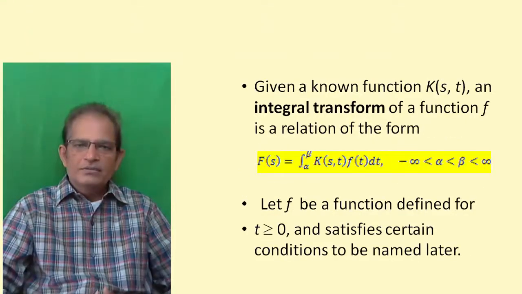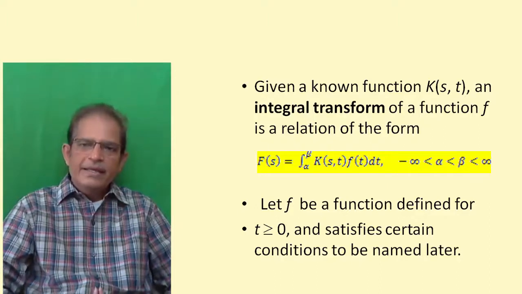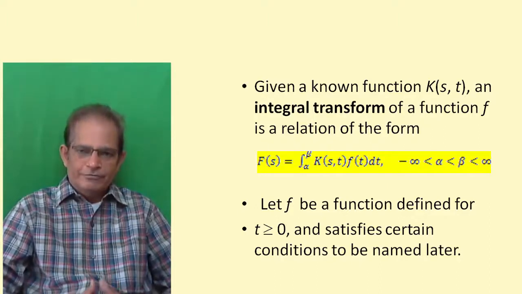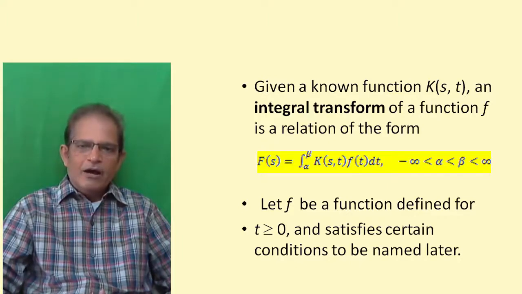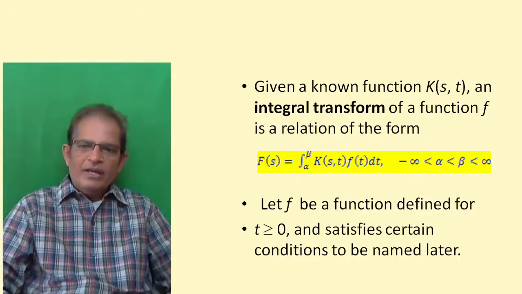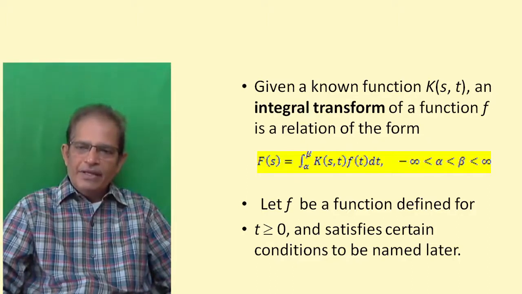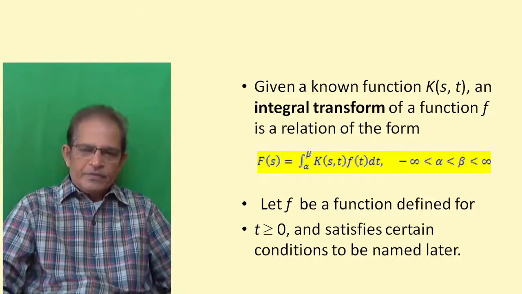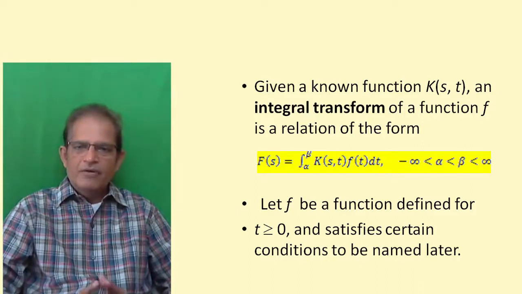Given a known function k of s comma t, an integral transform of a function f is a relation of the form capital F of s is equal to integral alpha to beta k of st f of t dt, where alpha and beta lie between minus infinity and plus infinity. Alpha being lower limit, alpha is less than beta.